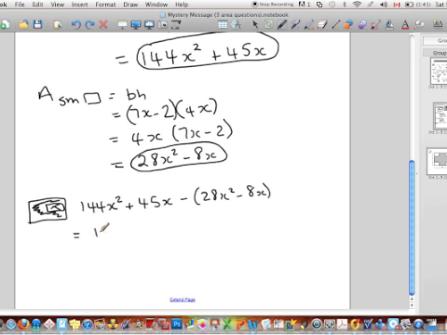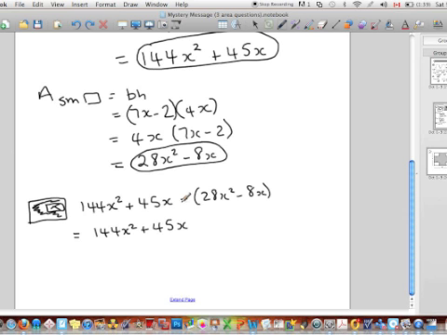Now remember, the first thing you do is try to simplify inside the brackets. I cannot add these two. I couldn't here because they are not like terms. It either has to be both x squareds or both x's. These are not like terms. So I know I can't simplify inside the bracket, but I do want to get rid of my brackets.